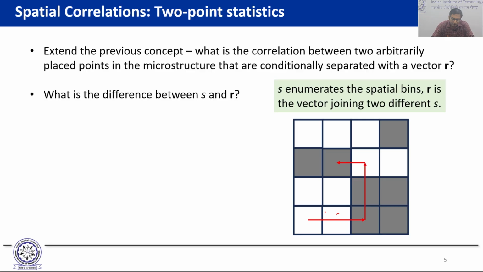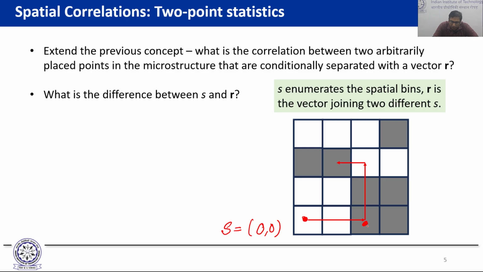So the subscript S basically is going to indicate the spatial bins that we are talking about, and R is the vector which is joining the 2 spatial bins. So if I now look at this particular microstructure, and supposing I am starting from this point, this cell or this bin is essentially 0, 0.